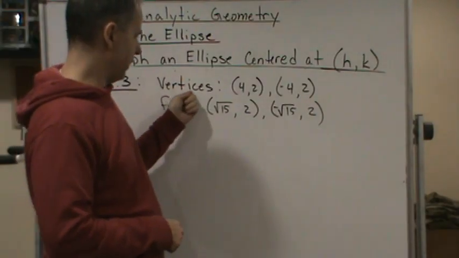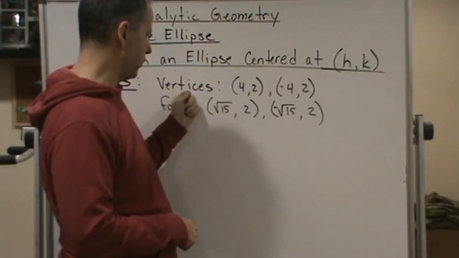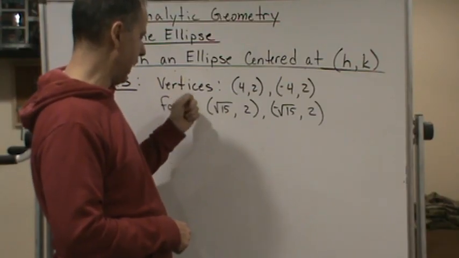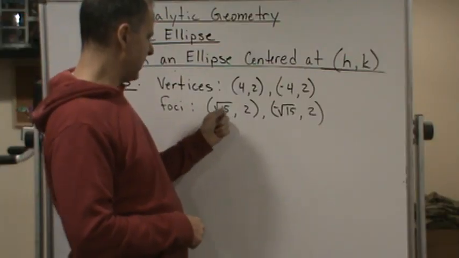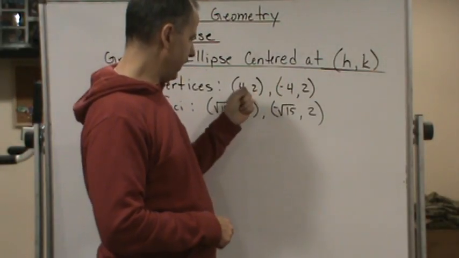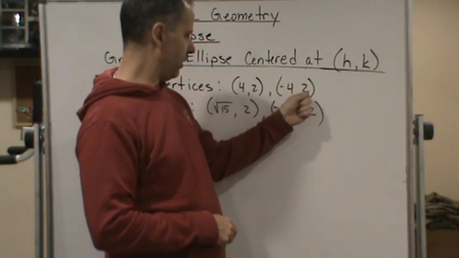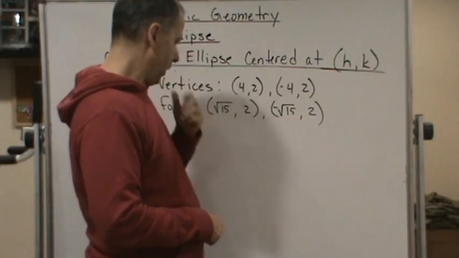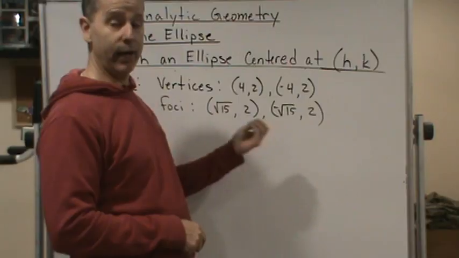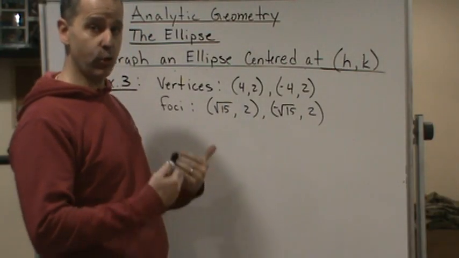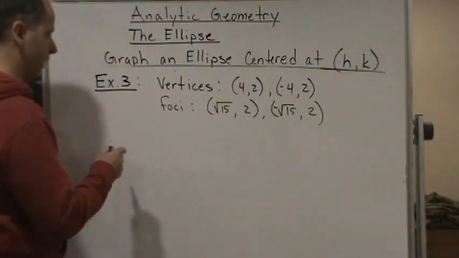Now here's the thing. If we look at the vertices, the vertices are always along the major axis, or lie on the major axis. The foci also lie on the major axis, and since here the x values are the ones that are changing, the y values are staying the same. That means the major axis is horizontal. So that tells us some information.